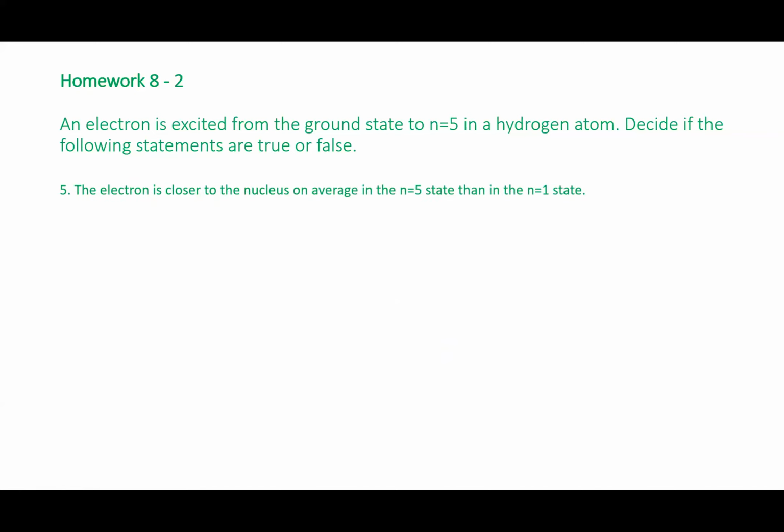And finally, we have the statement that the electron is closer to the nucleus on average in the n equals 5 state than in the n equals 1 state. That is false, because being closer to the ground state means it's closer to the nucleus.